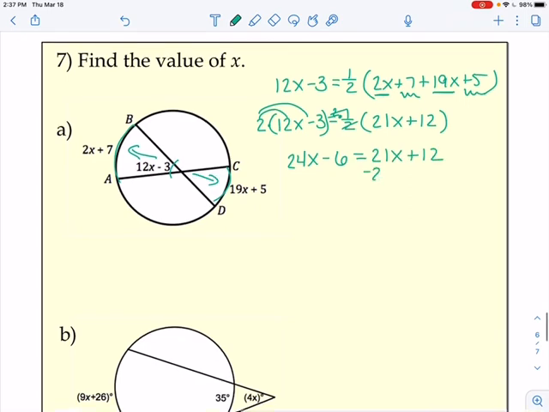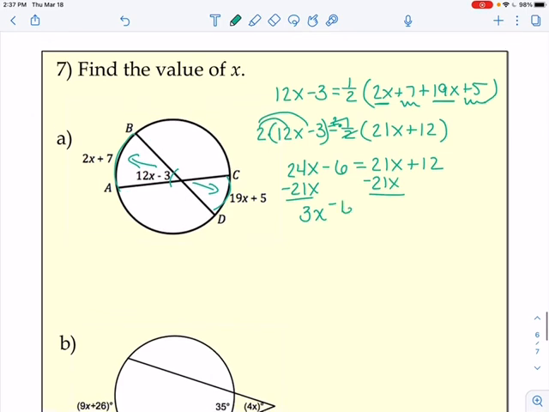Again, it does not matter what you do first here. I'll subtract 21x from both sides. 24x minus 21x is going to be 3x. So I am going to have 3x minus 6 equals 12. We'll add 6 to both sides, and 3x is going to equal 18. The opposite of multiplying by 3 is to divide by 3, and x is going to equal 6. Okay, again, it was only asking you to find x. You found x. You're done.